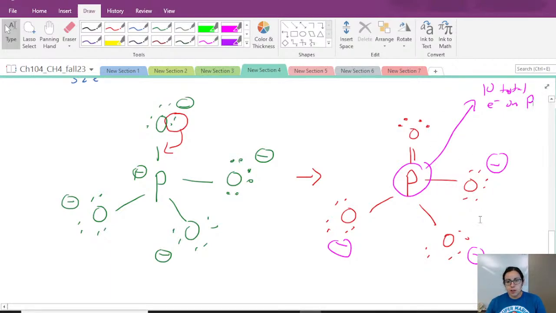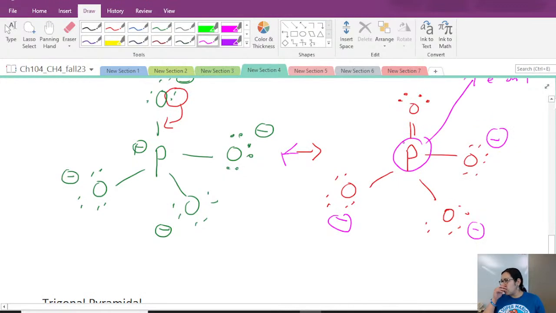So still tetrahedral, but now we can also draw these resonance structures. I should have actually used this double-headed arrow. Resonance structures are all different ways of showing where the electrons can be. So we're not changing any of our bonding motifs. We still have a bond between phosphorus and all these oxygens, but we're just moving this double bond around to give us a better sense of the nature of this phosphate.